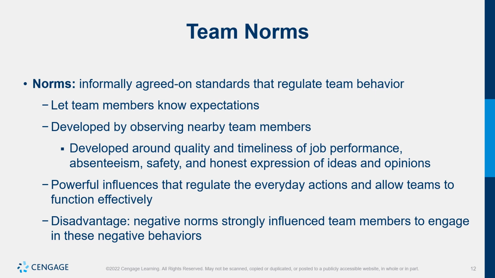Over time, teams develop norms, which are informally agreed-on standards that regulate team behavior. Norms are valuable because they let team members know what is expected of them. Studies indicate that norms are one of the most powerful influences on work behavior because they regulate everyday actions that allow teams to function effectively. Team norms are often associated with positive outcomes such as strong organizational commitment, more trust in management, and stronger job and organizational satisfaction. Norms can also influence team behavior in negative ways.